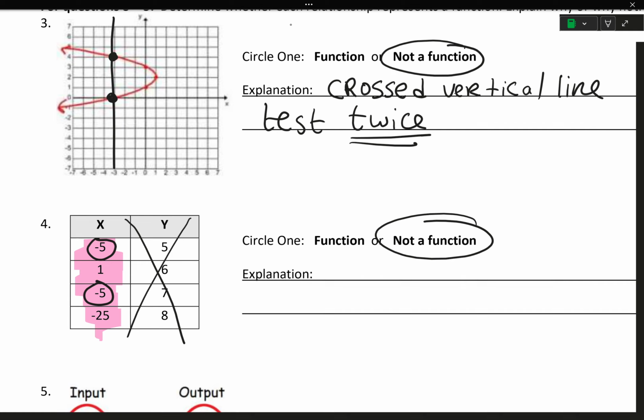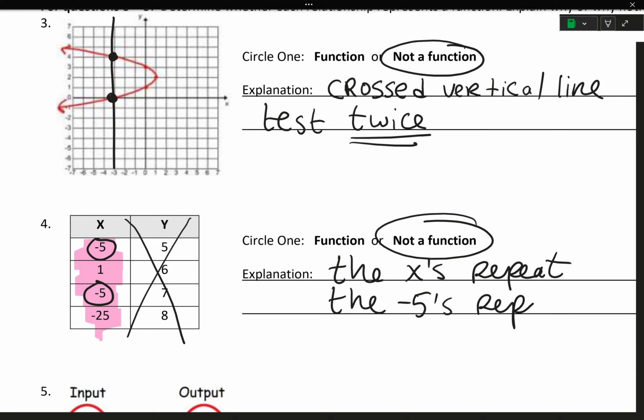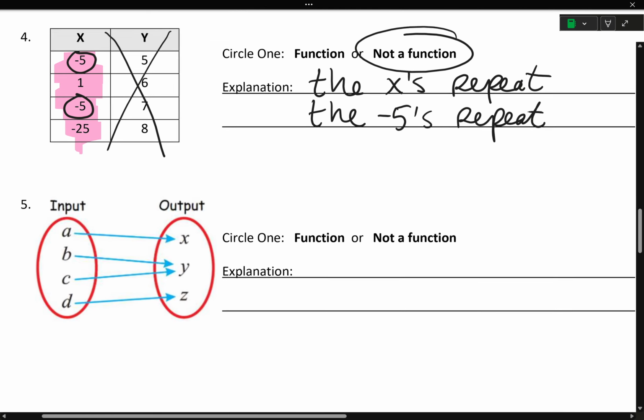So what we write is the x's repeat. You could also be more detailed, and you can say the negative 5's repeat. Either way works for me. I also like when you draw that line for number 3. I like seeing it, and I like when you circle those x's for number 4 that repeat, that kind of shows me your understanding as well.